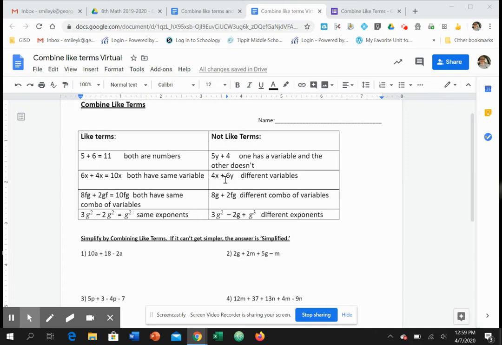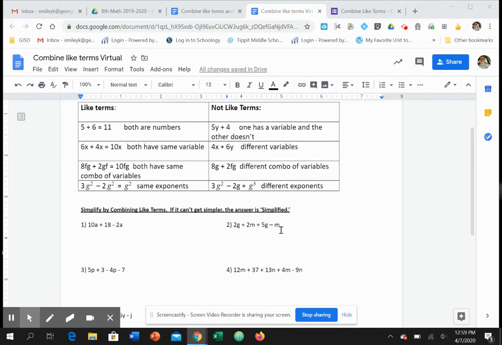Now, some of these are not like terms. I cannot add together 4x plus 6y. They have different letters. They cannot be added together, so you leave them alone. Same thing here. If one just has a g and the other has a gf or an fg, you cannot add them together because it's missing. And again, with different exponents, you can't add them together, okay?